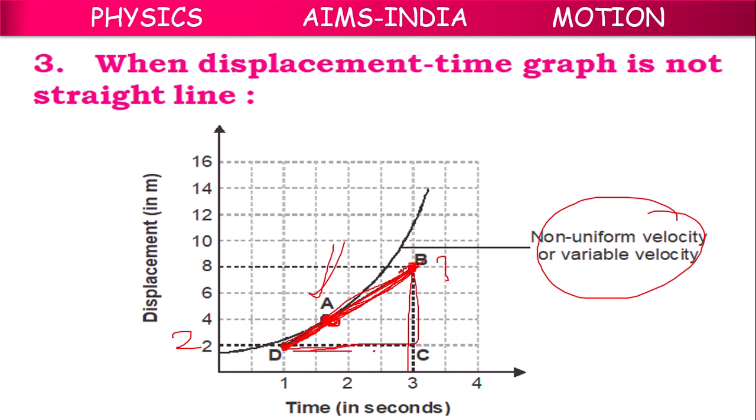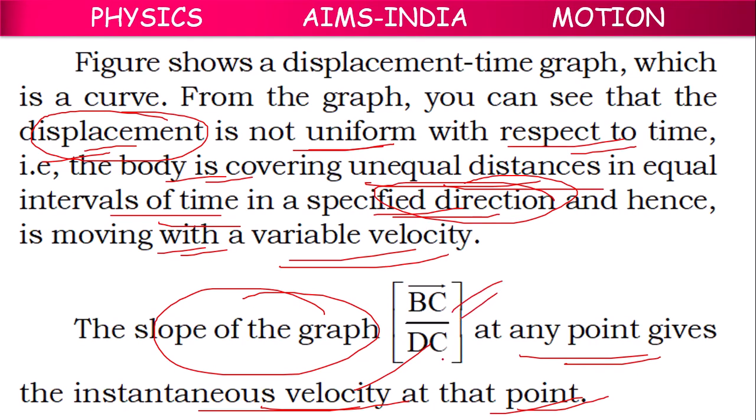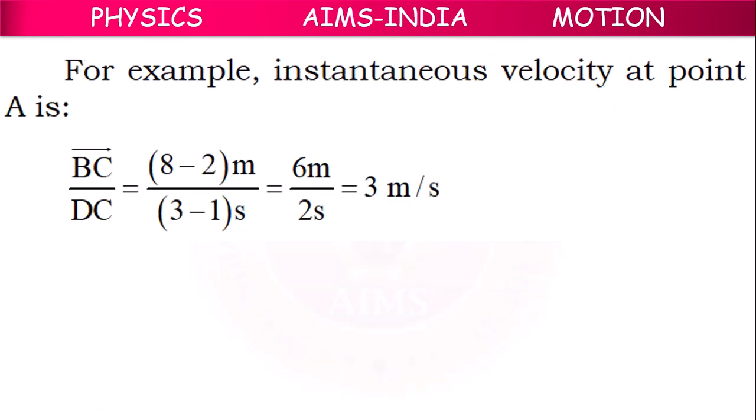If we frame a triangle here with the help of the tangent and these two points B and D, and we extend the lines, they join at C, and we will get a triangle. The slope of the line will give the value of the instantaneous velocity at point A: measurement of y-axis by measurement of x-axis, BC by CD. So the ratio BC by DC will give the instantaneous velocity at that point.